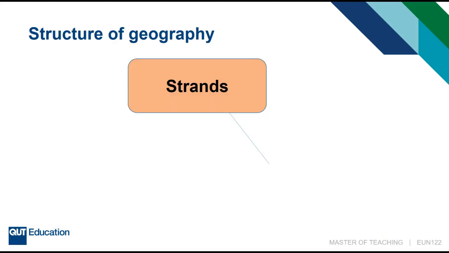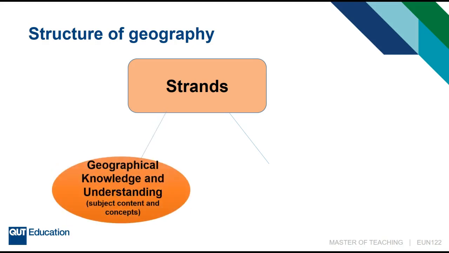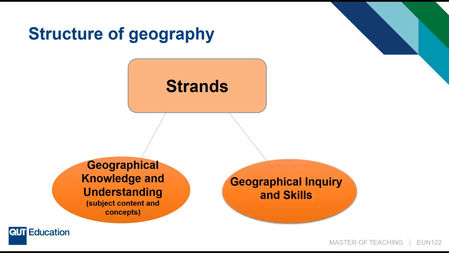Just to remind you of the structure of geography, as you already know, it is divided into 2 strands. The first one is geographical knowledge and understanding, which is made up of your subject content, which you will see in the content descriptors and the elaborations, and then the concepts, which are your abstract ways of thinking in geography, like place, space, environment, etc. The second strand is your geographical inquiry and skills.